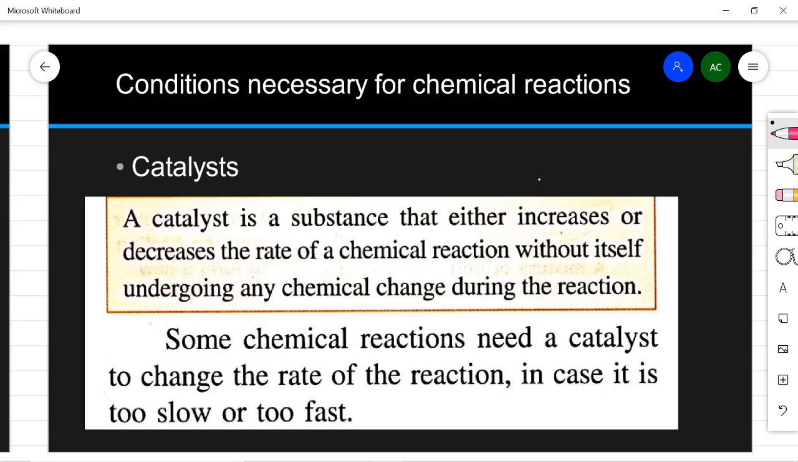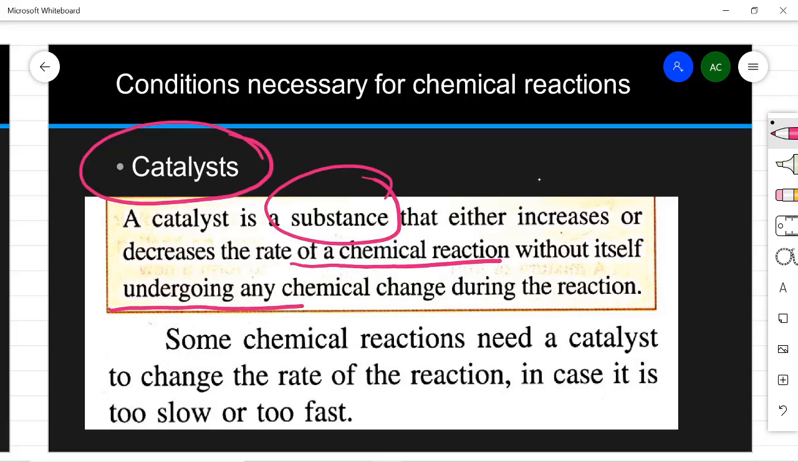Now another condition which is necessary for chemical reaction is the presence of catalyst. So you all know the definition of catalyst. So let's revise this. What is a catalyst? It is the substance which either increases or decreases the rate of chemical reaction. तो पहला तो पॉइंट ये होगा कि इंक्रीज करेगा या डिक्रीज करेगा केमिकल रिएक्शन को, यानी स्पीड अप करेगा या स्लो डाउन करेगा. बट मोस्ट इंपॉर्टेंट यहाँ पे जो कीवर्ड है आपका आंसर में आना ही चाहिए, वो है आपका विदाउट अंडरगोइंग एनी केमिकल चेंज ड्यूरिंग द रिएक्शन. उस रिएक्शन में पार्टिसिपेट नहीं करता.